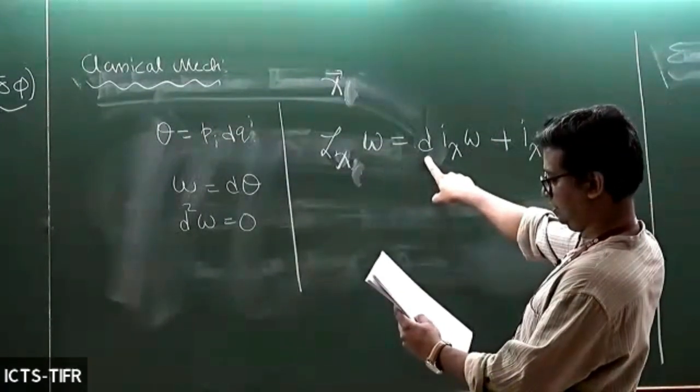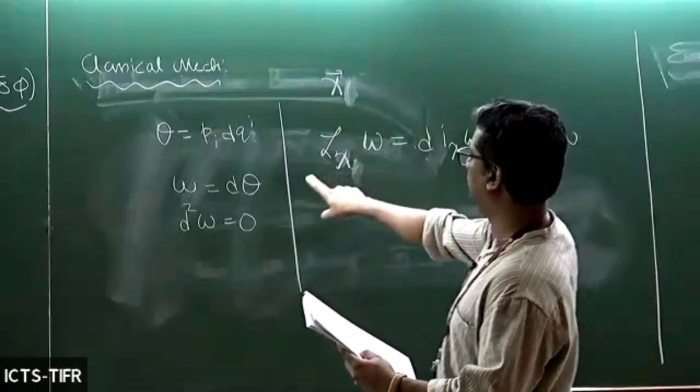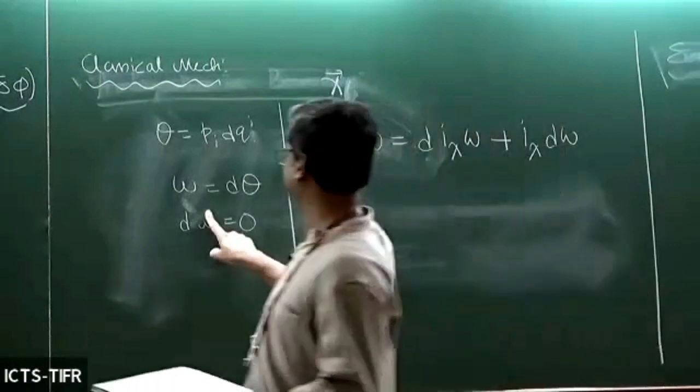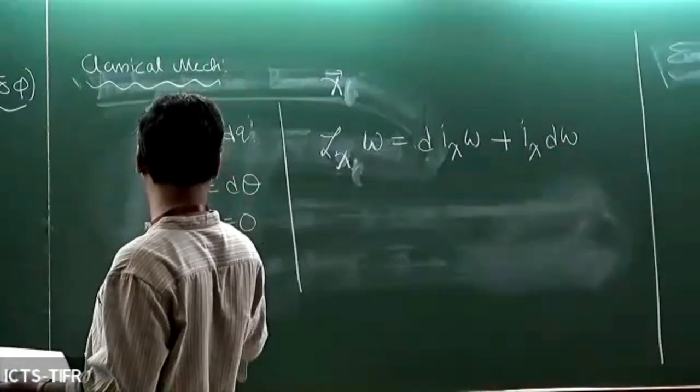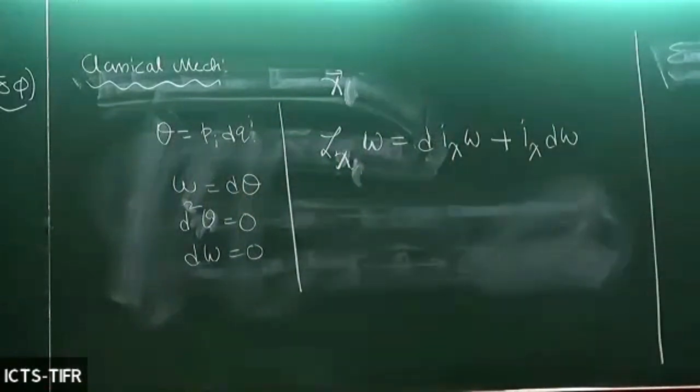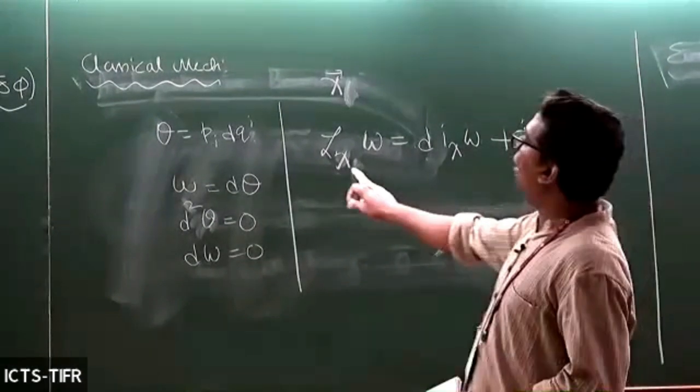This is this side? d omega equal to 0. Sorry, what I mean to say is d squared theta equal to 0. So d omega equal to 0. Okay. So suppose I give you a vector field.